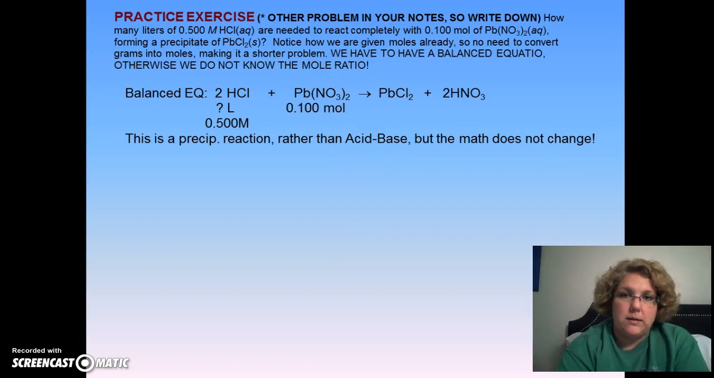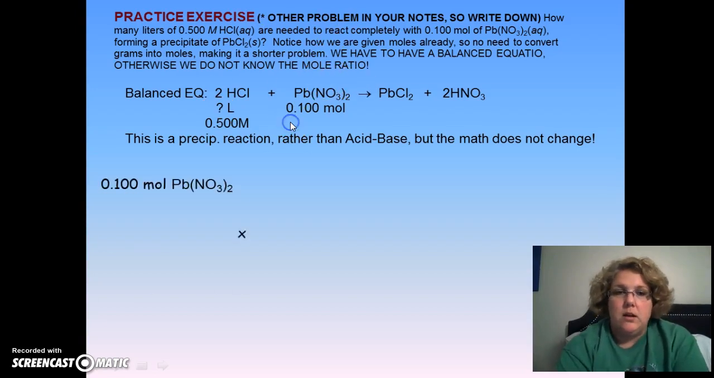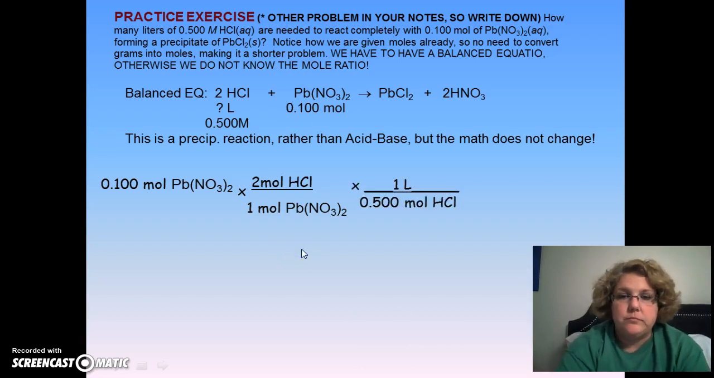So I'm going to start with a chemical that I'm not asked about. I'm not going to start with the acid. That's my goal. So I'm going to start with my amount of lead nitrate. And since it's already in moles, I can jump right to the mole ratio. 1 mole of lead nitrate reacts with 2 moles of hydrochloric.